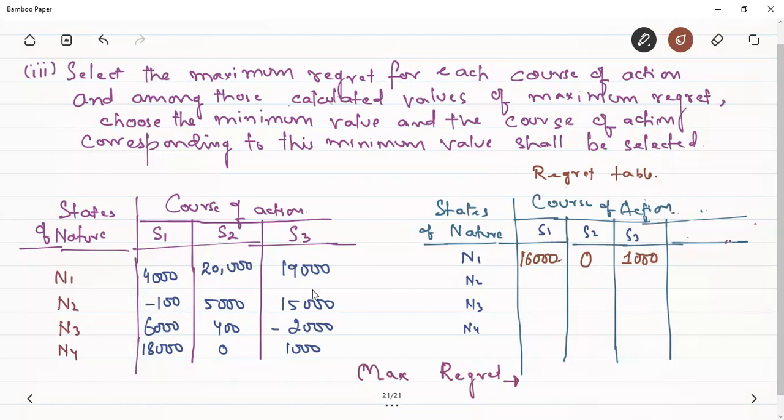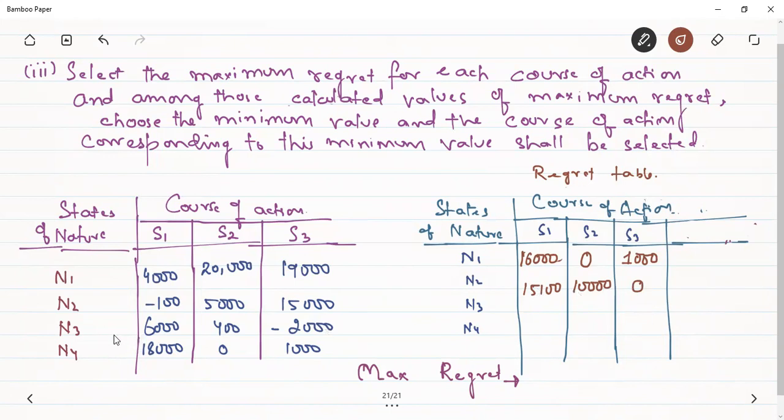Similarly, in the second state of nature row, the highest is 15,000. So 15,000 minus negative 100 is 15,000 plus 100, which is equal to 15,100. Here we will have 15,000 minus 5,000, that will be equal to 10,000. 15,000 minus 15,000 will be equal to 0.